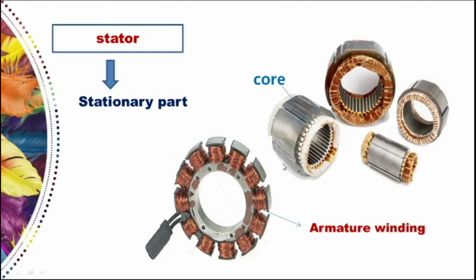See here, the slots are cut in the inner surface of the core. Why? Just to accommodate the armature winding. Then what is an armature winding? It's the coil wound on the slots. So this part is known as slots.